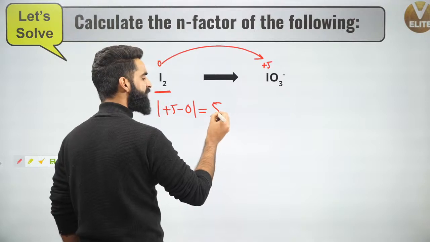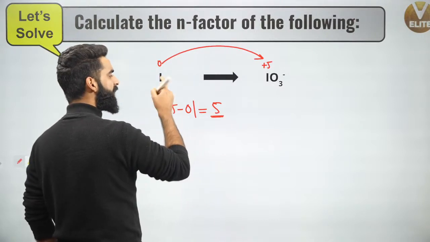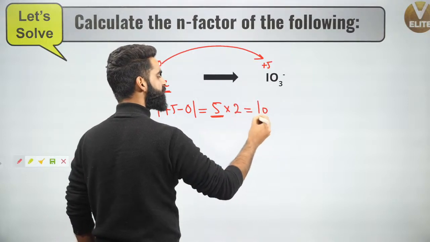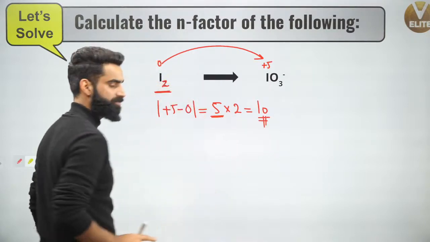But this 5 is the change in the oxidation state for one atom of iodine. But over here I have 2 atoms. So I'm going to multiply it by 2. So the N factor of I2 in this reaction is 10.